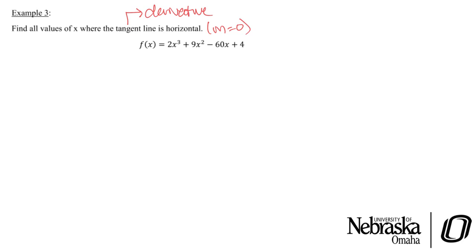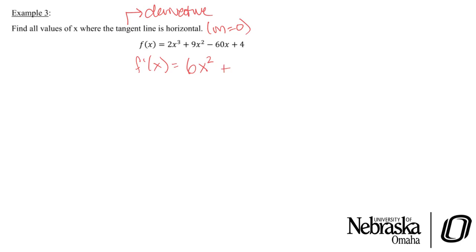So what we want to do is find the derivative, and then find where that derivative is equal to 0. Where is the slope equal to 0? And then we can solve for x. We're going to find our derivative the same way. I'm going to move a little bit quicker here. We multiply the front by the exponent, so 2 times 3 is 6. Decrease the exponent by 1. 3 minus 1 is 2.